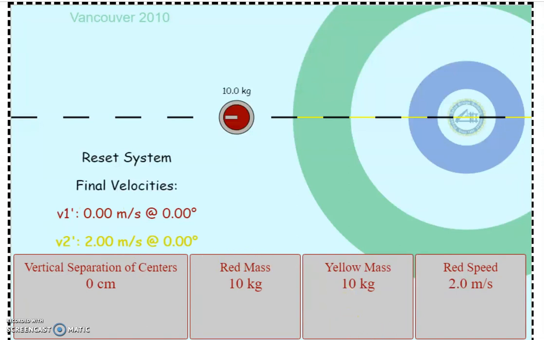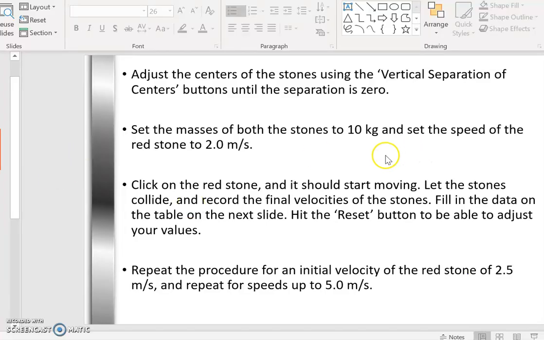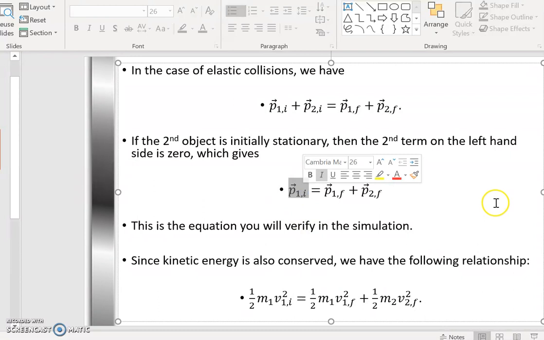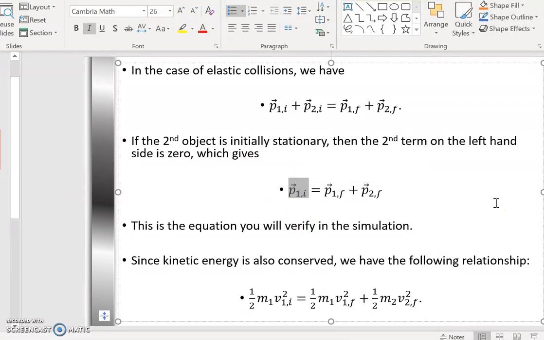Now, is this equation verified? We know that the mass of the redstone was 10 kilograms and its initial velocity was 2 meters per second. The product of m times v would then give me 20 kilograms times meters per second. The final velocity of the redstone is 0, so that term drops out. The final velocity of the yellow stone was also 2, and its mass was also 10. So that gives me a final momentum of 20 kilograms times meters per second. And so in the first trial, the law of conservation of momentum is verified.